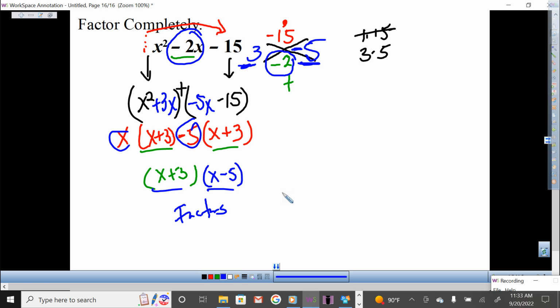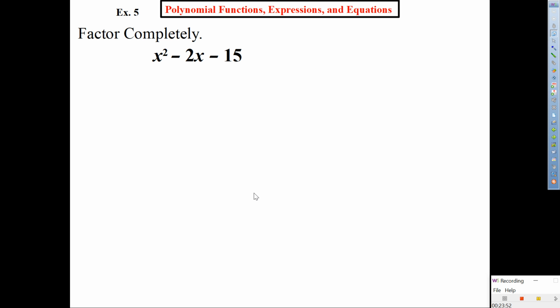Okay? All right. So do this one by yourself. You should be able to finish this completely. Example 5, mega Q: x squared minus 8x minus 20. All right? Should be able to finish like in a minute.